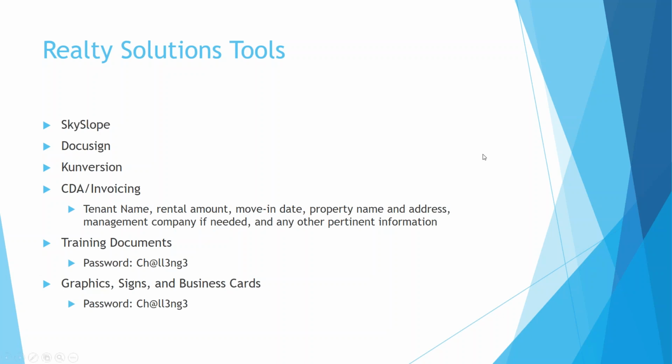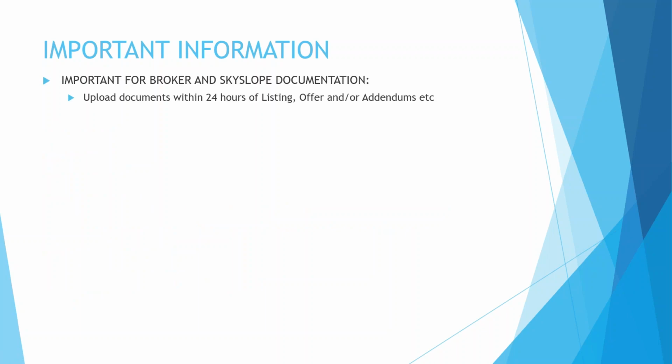So let's jump here to the next slide real quick. So this is important information. Now this one is going to be a good piece of information for everybody, new people and people that have been around for a while, because we still have some problems with this stuff. So this is first going to be some SkySlope documentation info, and then bits and pieces of information that people are continually kind of having trouble with.